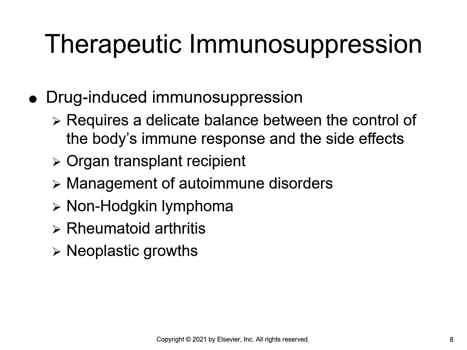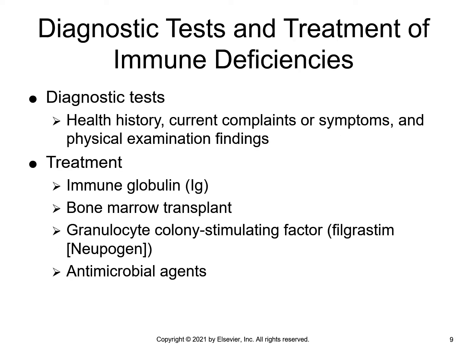Drug-induced immunosuppression, often referred to as therapeutically induced immunosuppression, requires a delicate balance between the control of the body's immune response and the side effects. Treatment in an immunocompromised patient is aimed at controlling the disease or eliminating the condition that led to an inadequately functioning immune system. Immune globulin, IG, is a blood product that is given for the treatment of primary immunodeficiency diseases and other diseases where antibody levels are low or dysfunctional. Immune globulin is also used to remove harmful antibodies and to block damage from immune cells.